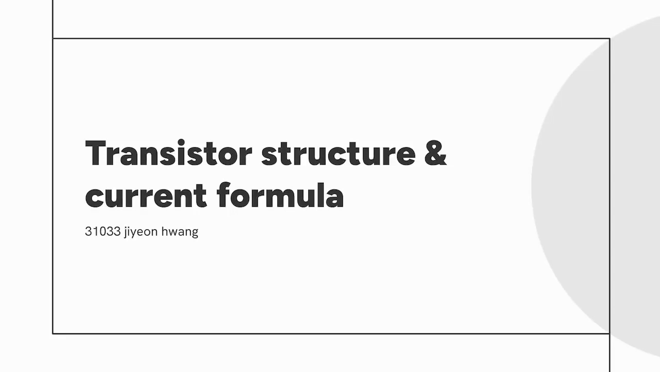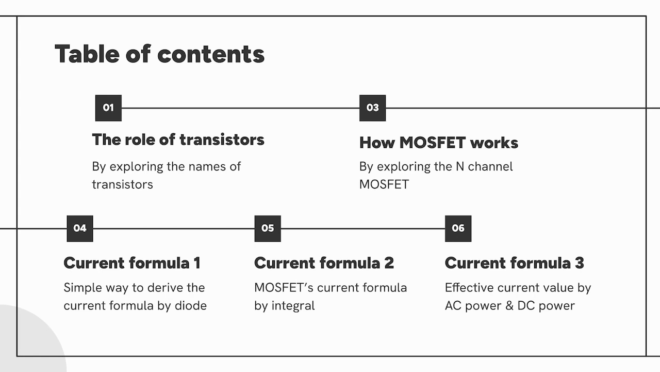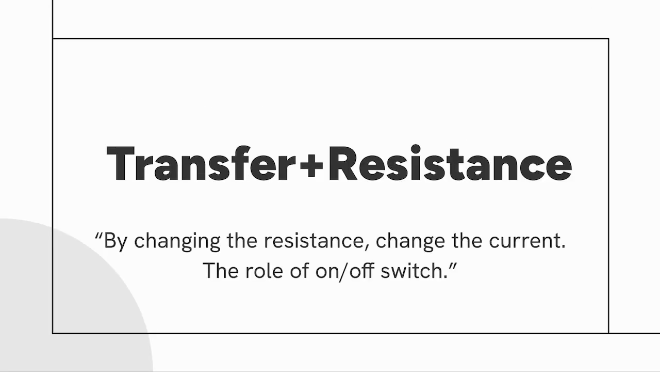Hello, I would like to introduce the structure of the transistor and the three current formulas that are mainly used for transistors. First of all, the table of contents is as follows. Let's take a look at the role of the transistor based on its name, and then let's look at the working principle of the MOSFET based on the structure of the N-channel transistor. Through this, after understanding the transistor, I will introduce the three current formulas in turn.